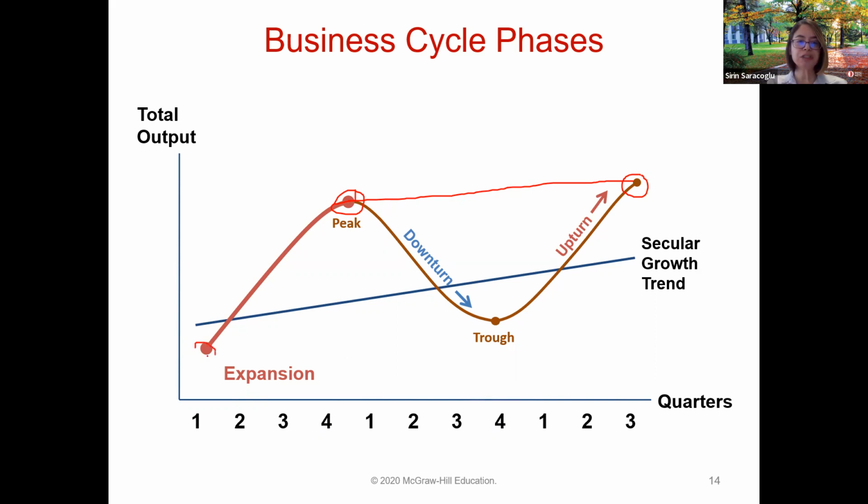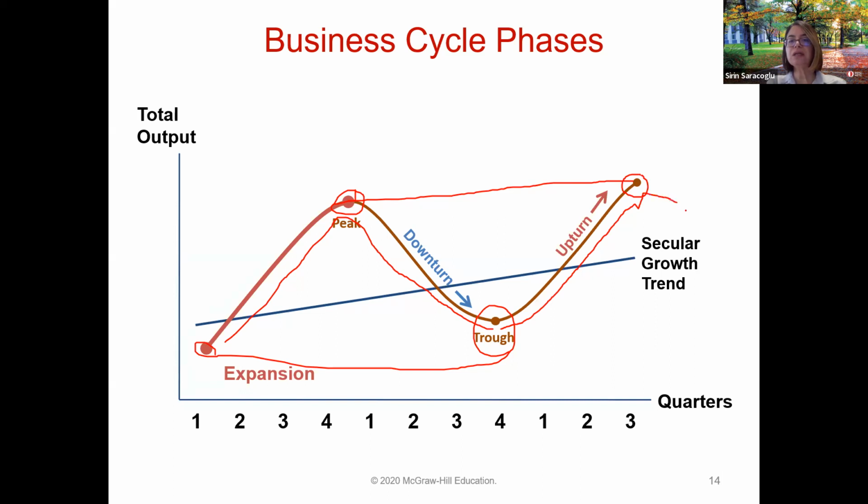From here to here, this is one business cycle with an expansion, with a peak, and with a recession, and then with a trough. This is one business cycle. And then the economy starts another business cycle with another expansion, with another peak, another downturn, and another trough.